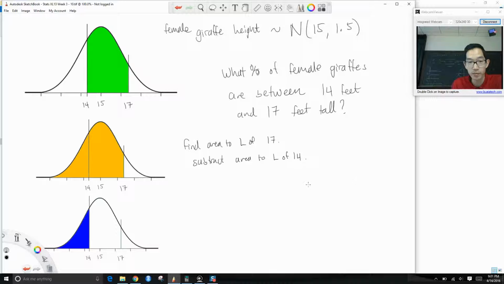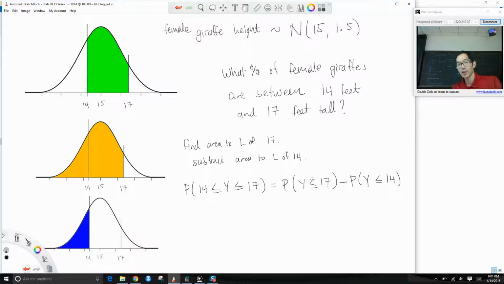So I can express this and say, our answer: the probability that the height Y is in between 14 and 17 can also be expressed as the probability that Y is less than 17 minus the probability that Y is less than 14. This is expressing the exact same thing, just symbolically as well.